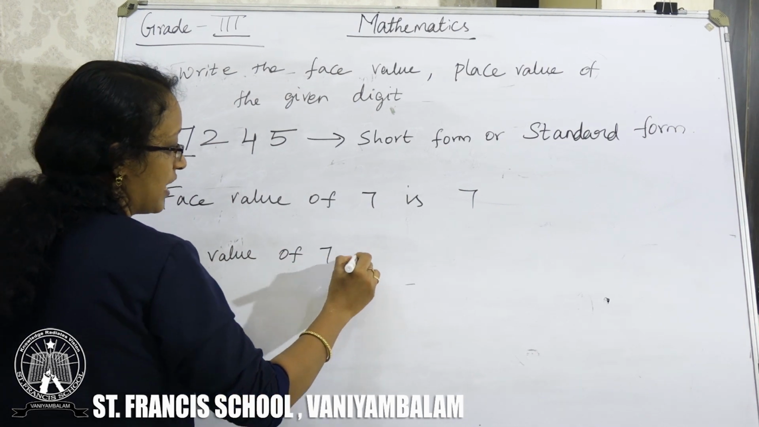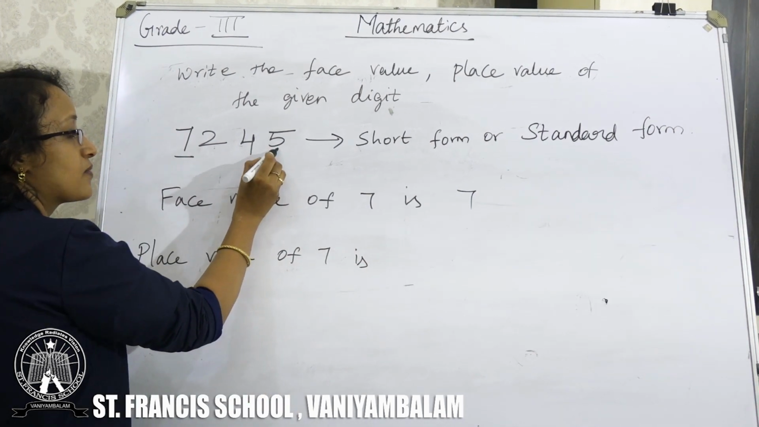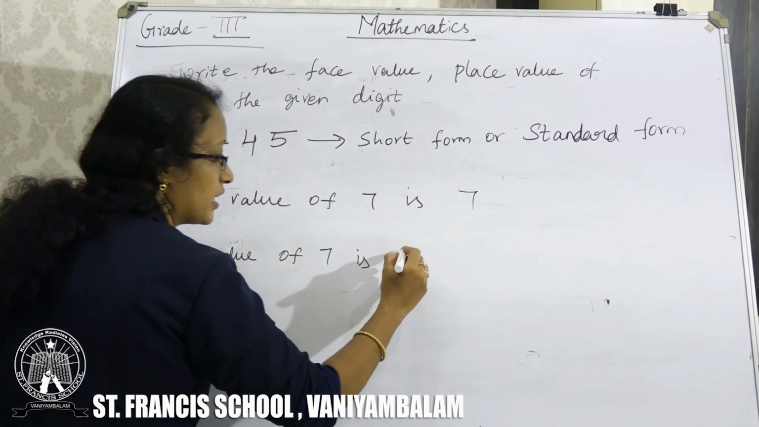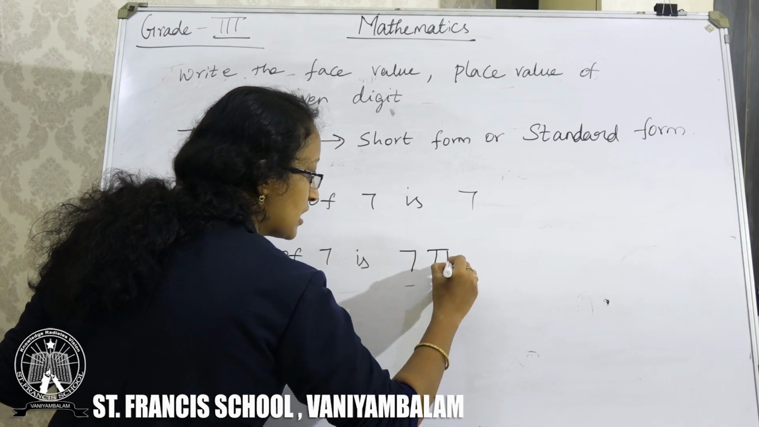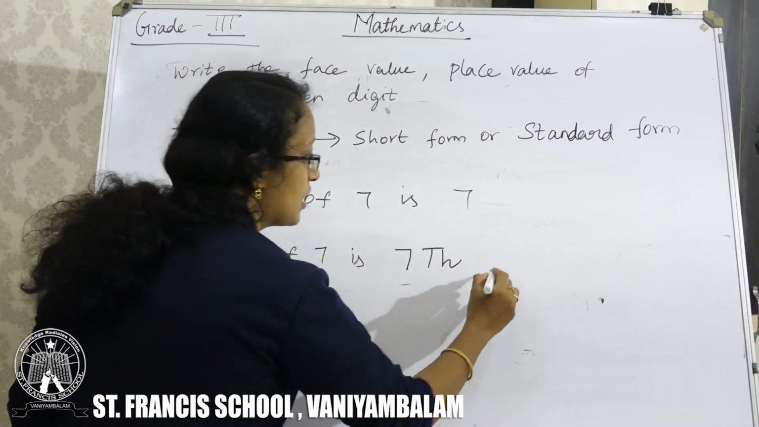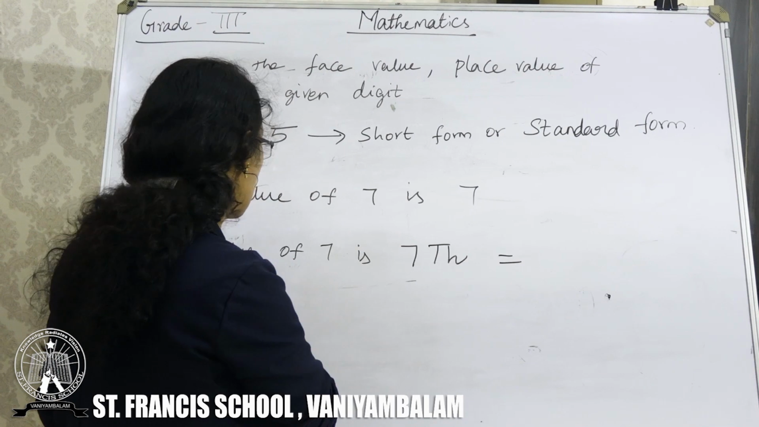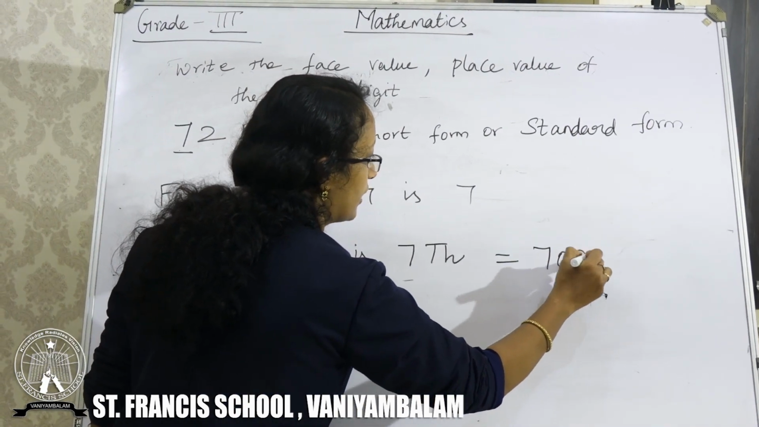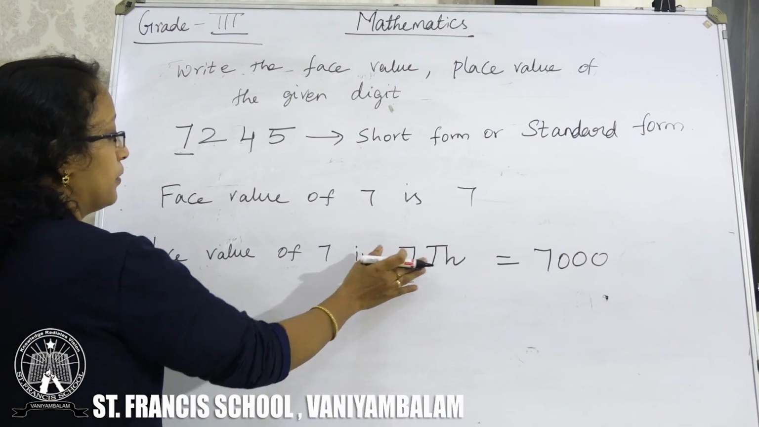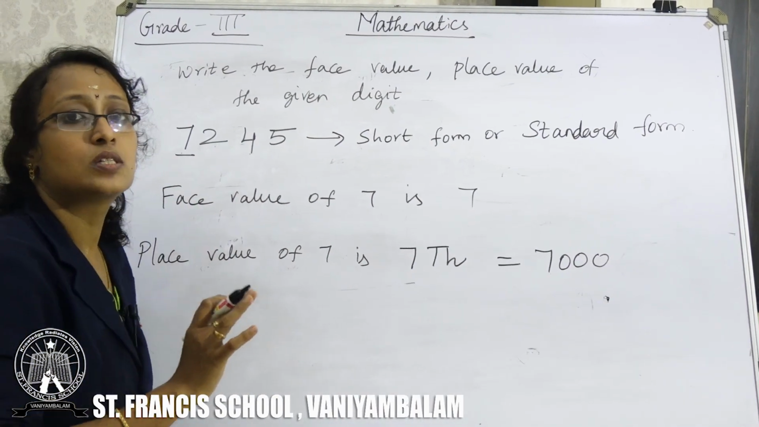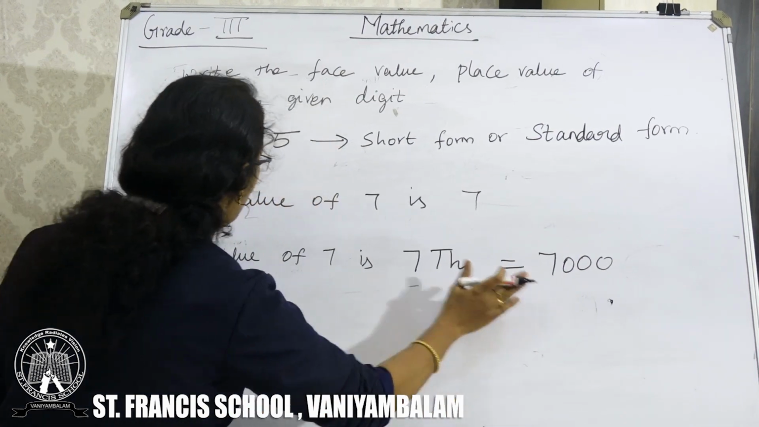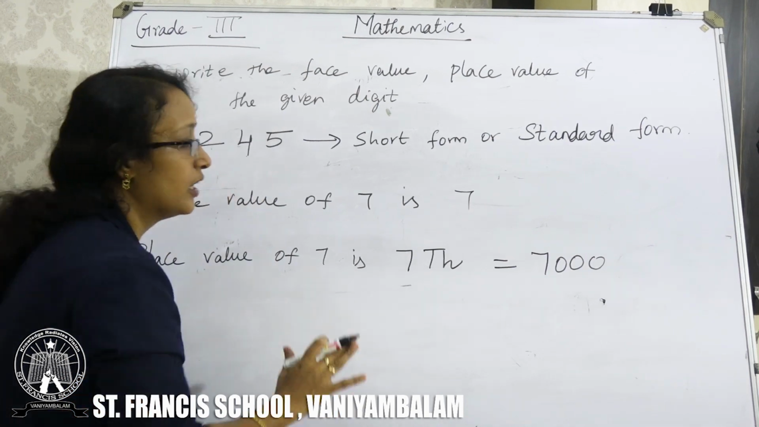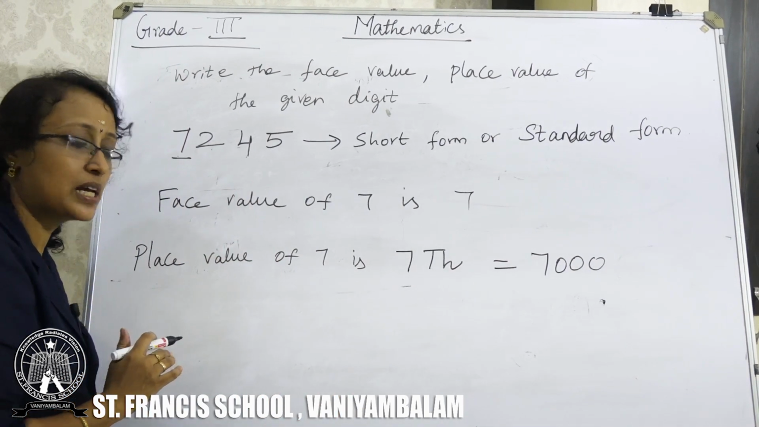Place value of 7 is, so check the place value chart. Ones, tens, hundreds, thousands. 7 is in which place? Thousands place. So the place value of 7 is 7,000. Got it? Because 7 is in the thousands place. And the face value of 7 is the number itself. So we know what is face value and place value.